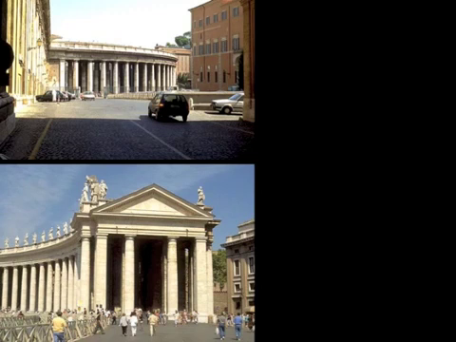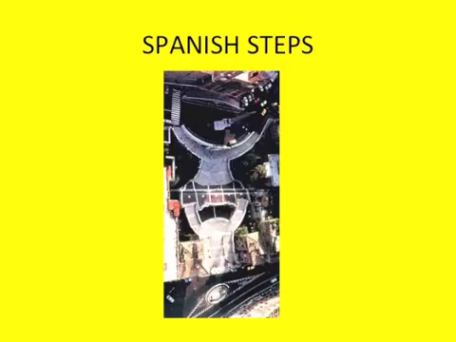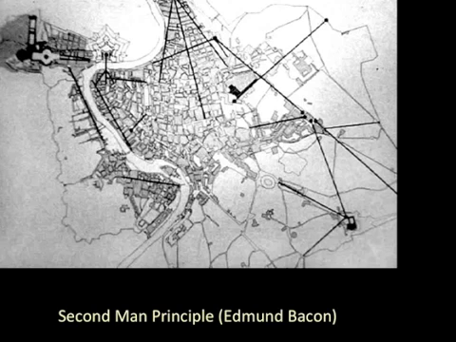So it's almost as though Bernini had this giant tube of temple toothpaste, and he extruded out the temple, and you get this little temple end. We're moving a little bit farther forward in history, but these are some of the ramifications of the second man principle that Edmund Bacon talked about.